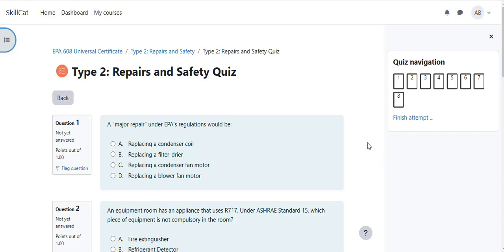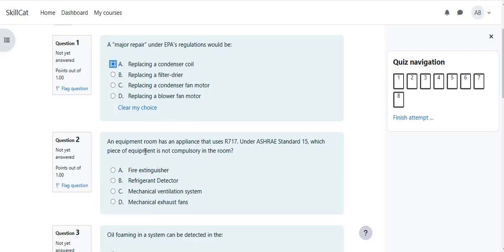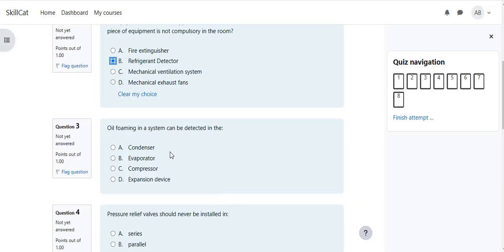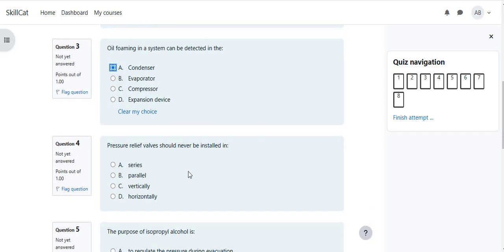A major repair under EPA regulation would be replacing a condenser coil. An equipment room has an appliance that uses R717 under ASHRAE standard 15. Which piece of equipment is not compulsory in the room? Refrigerant detector. Oil foaming in a system can be detected in the condenser.